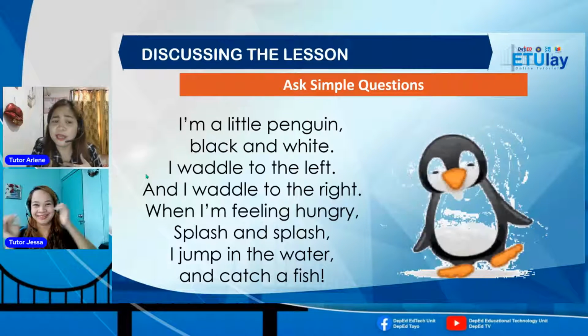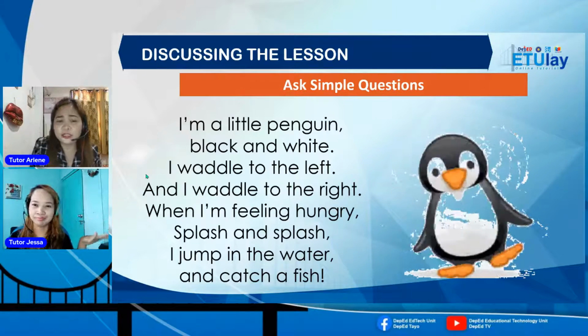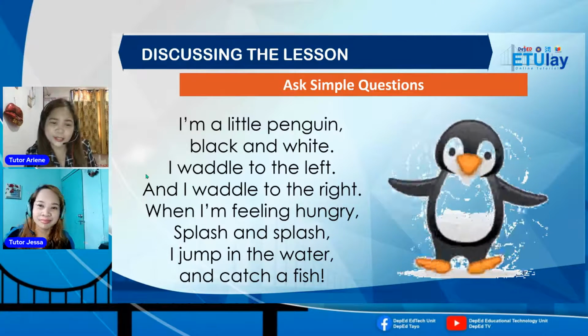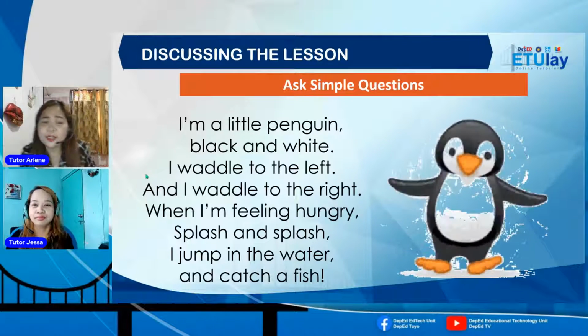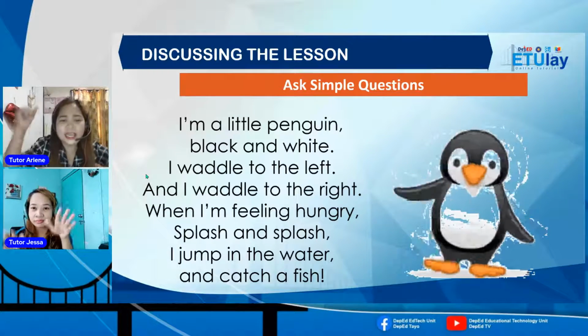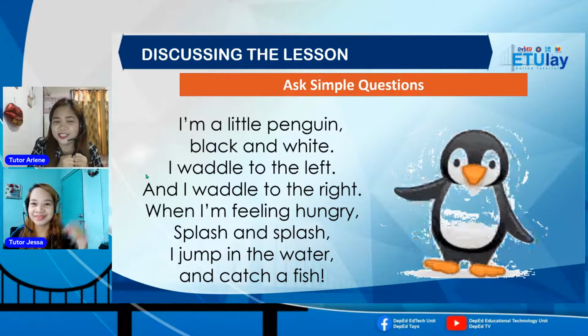I'm a little penguin, black and white. I waddle to the left and I waddle to the right. When I'm feeling hungry, splash and splash, I jump in the water and catch a fish.